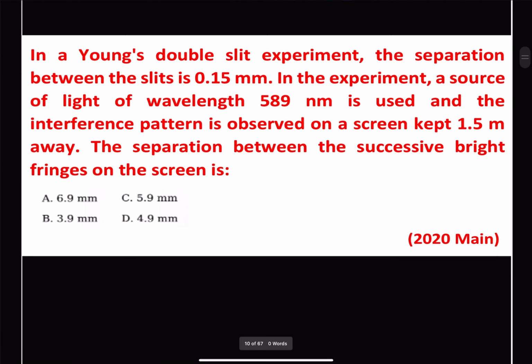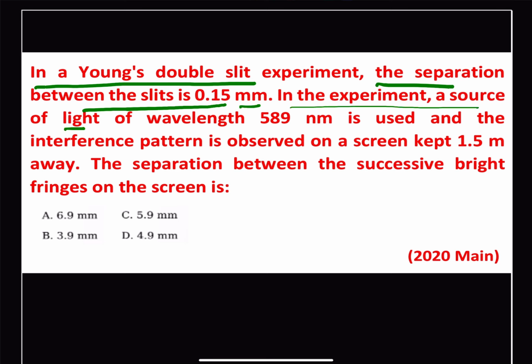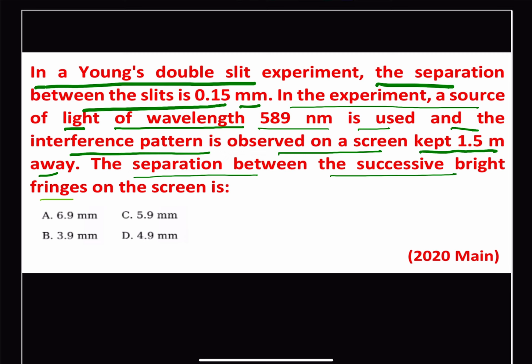Next question. It states that in Young's double slit experiment, the separation between the slits is 0.15 millimeter. In the experiment, a source of light of wavelength 589 nanometer is used, and the interference pattern is observed on the screen kept 1.5 meter away. The separation between the successive bright fringes on the screen is. So we have to find out basically the fringe width indirectly.